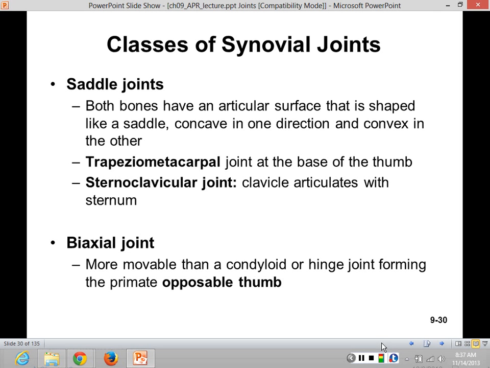Uh-oh. One of your synovial joint movements. Who can do thumb opposition? Do thumb opposition. I was about to do it for y'all. Y'all haven't looked at this stuff? Wait, let me turn this off.